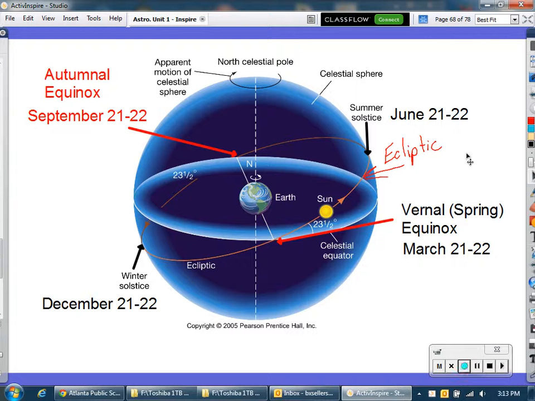Celestial sphere makes it easy to identify certain astronomical events, I would say, such as the autumnal equinox or the vernal equinox, which is when the sun hits the Earth equal amounts of time, 12 hours on the northern and southern hemisphere, hence the equa.